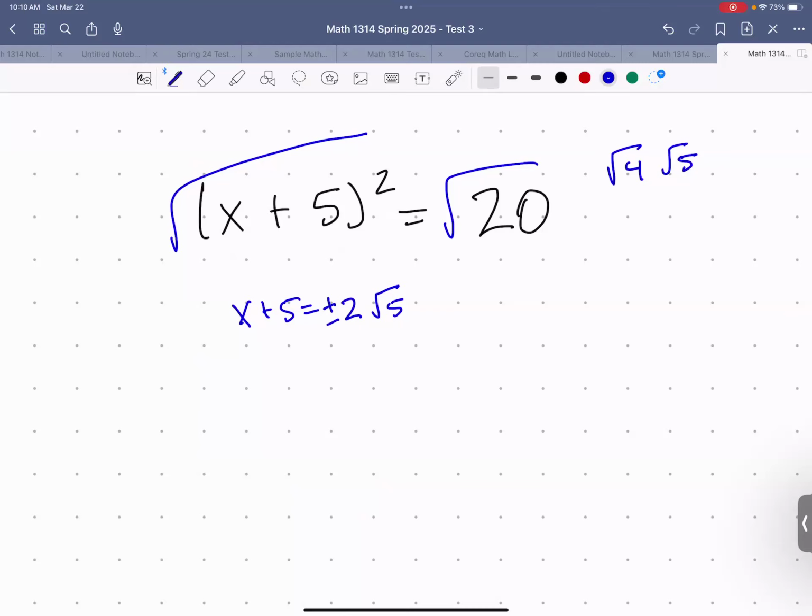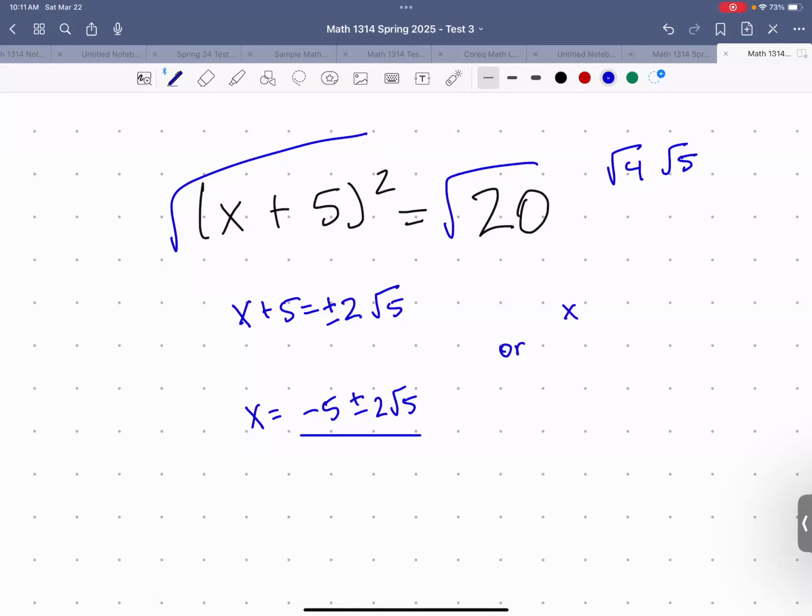Again, here we have to solve for x. We're going to have to move that 5 over to do it. We're not going to be able to combine the 5 and the 2 root 5 because, again, they're two different types of numbers. So if we wanted, we could just write x is equal to -5 plus or minus 2 root 5. That would be perfectly fine.